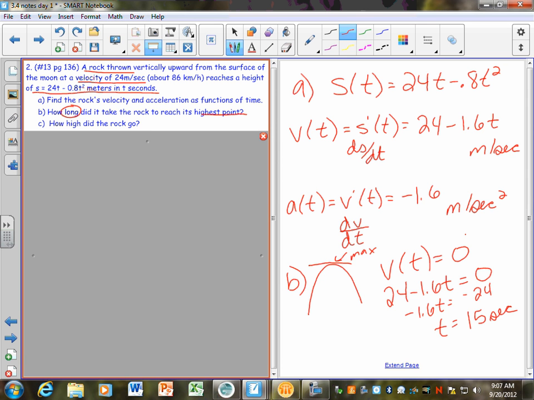How high did the rock go? Wait, so we have to find where it was when it was 0? Plug 15 in where? Because we know it took 15 seconds for that to occur. Into the original equation, because the original equation gives you height. So these do not take a whole lot of work. It just takes knowing which equation to plug it into. Oh, yeah, that was good.